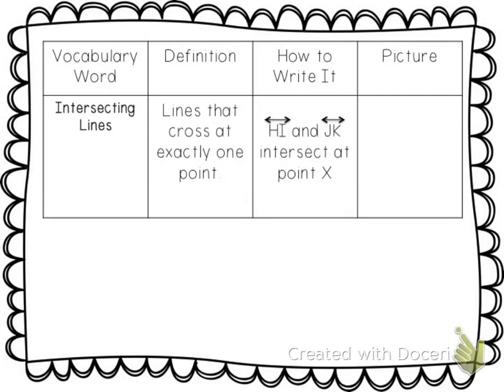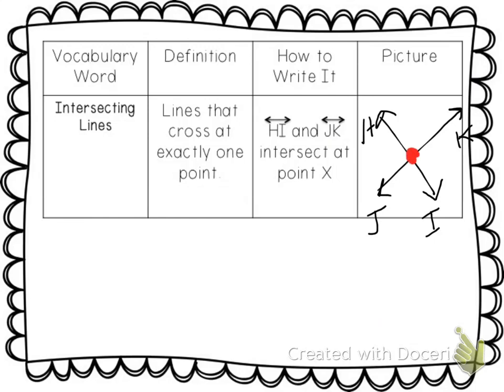Intersecting lines are lines that cross at exactly one point. So with this vocabulary, it doesn't matter what type of angle they make when they cross. They just have to cross somewhere. A way that you might see it a lot: we have line H and I, here's line J and K. These would be intersecting lines because they are crossing each other.